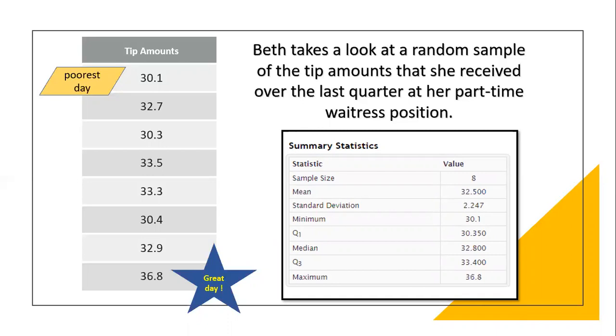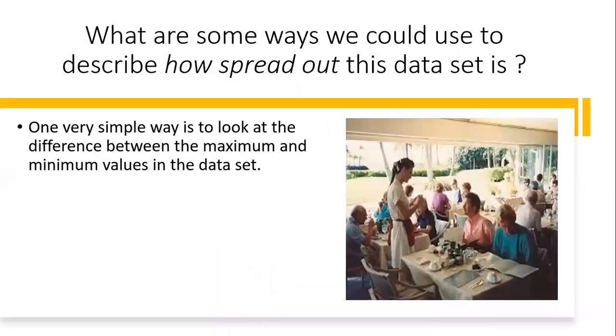Now, when we look at those summary statistics, in addition to the measures of center, like the mean and the median, we see some other values there, like the standard deviation and some things labeled Q1 and Q3. In this video, we're going to take a look at measures of spread. And we'll ask the question, what are some different ways that we could use to describe how spread out this data set or any data set is?